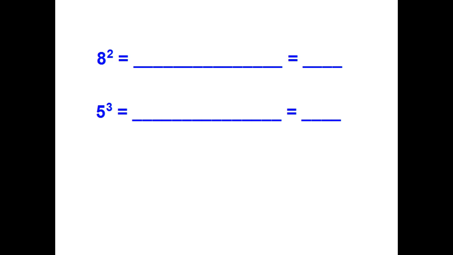What happens if I don't have 10 as my base number? No big deal. This means I'm just going to be multiplying 8s. How many of them are there going to be? 2. So 8 squared, or 8 to the second power, is just 8 times 8, which equals 64.